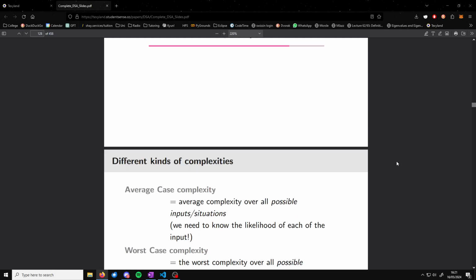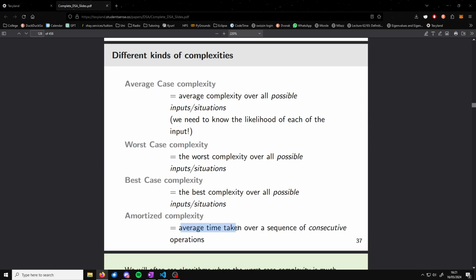Amortized complexity. Okay, so amortized complexity is the average time taken over a sequence of consecutive operations.